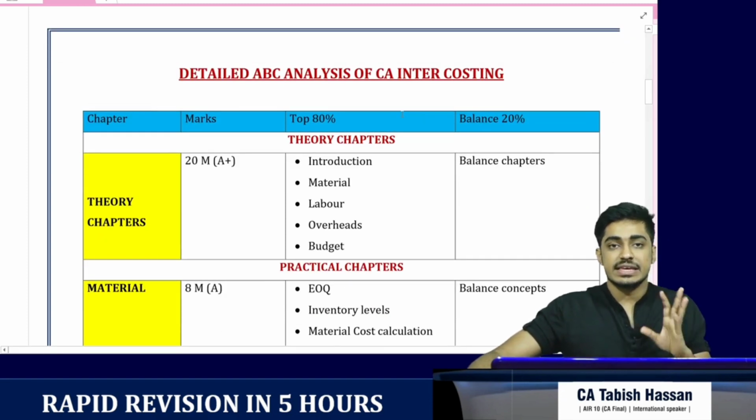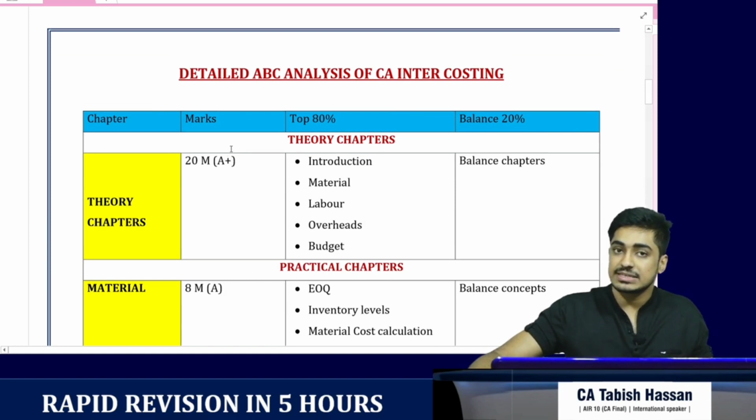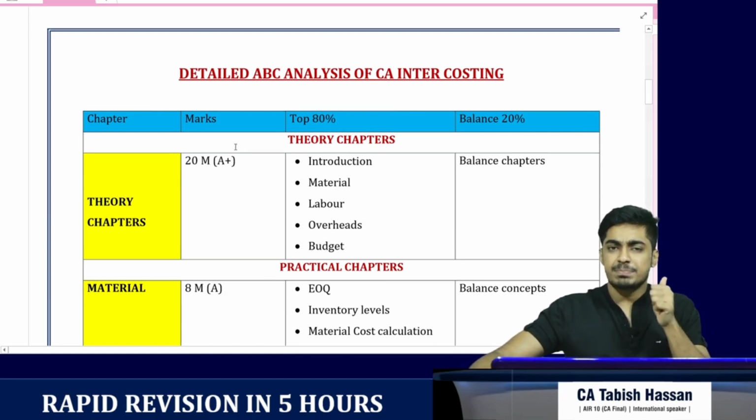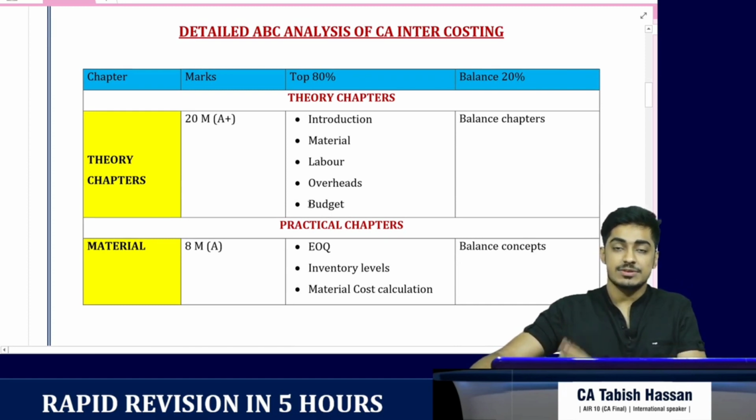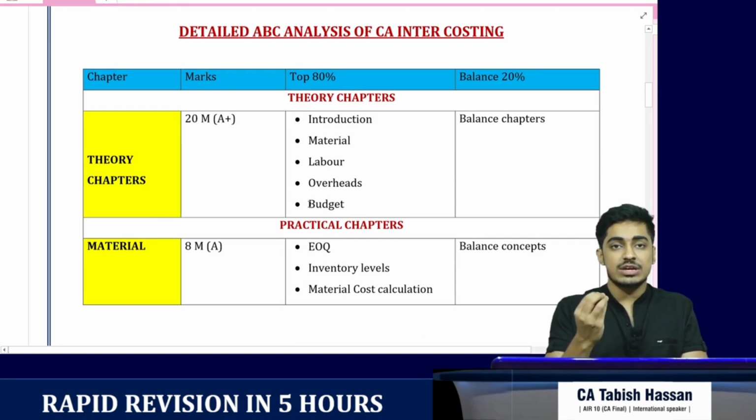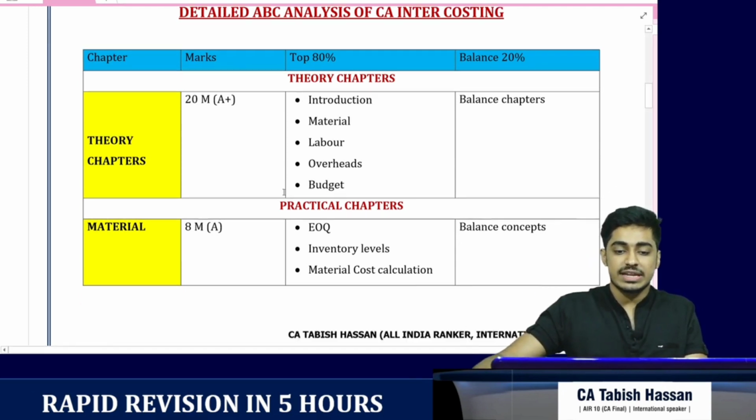So firstly, theory covers approximately 20 marks. It is undoubtedly the A plus category, and even in theory, without fail, have a look at the introduction chapter, material, labor, overheads, and budget. Remaining chapters, if you have time, you can very well look at that. For the important theory questions, I've sent you a separate theory booklet, which is available on Telegram.